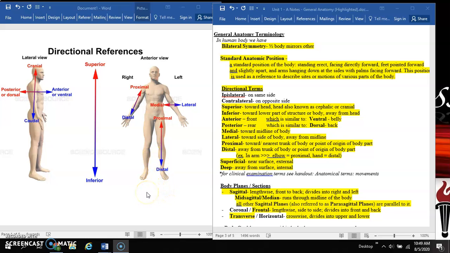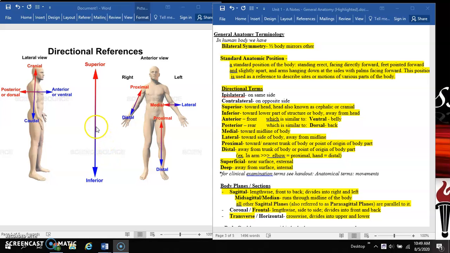Now let's look at some directional terms. The first two refer to how they're positioned on the body. Ipsilateral means it's on the same side as a comparable structure, and contralateral would be on different sides. Now, these terms aren't used very often, so we're not going to become overly concerned with them. That's why they're not highlighted. So we'll move on to the next one, which is used quite often: superior and inferior.